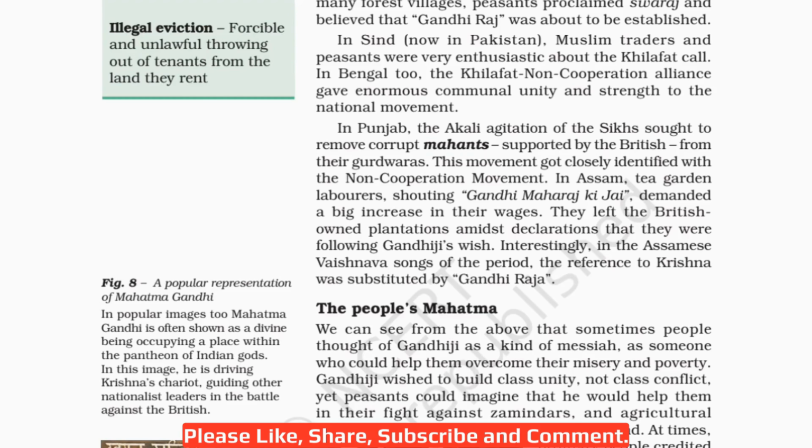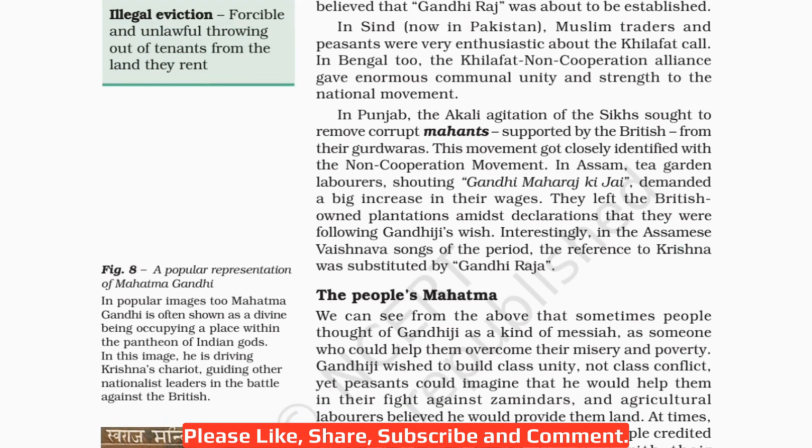This movement got closely identified with the non-cooperation movement. In Assam, tea garden laborers shouting "Gandhi Maharaj ki jai" demanded a big increase in their wages. They left the British-owned plantations amidst declarations that they were following Gandhiji's wish. Interestingly, in the Assamese Vaishnava songs of the period, the reference to Krishna was substituted by Gandhi Raja. It means that at that time Gandhiji was considered equivalent to God, because he was doing so many things for the people. The people's Mahatma.